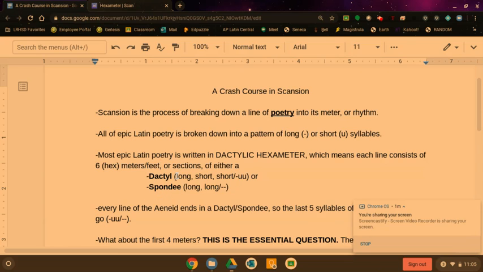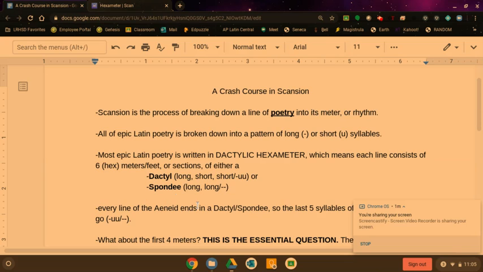A dactyl is a long syllable followed by 2 short syllables. I've written that here: that dash for the long and then the 2 U's. So a meter consists of either a long, short, short, or what's called a spondee, which is just 2 long syllables in a row. So every line of poetry is split up into 6 chunks of either long, short, short, or long, long, dactyls or spondees.